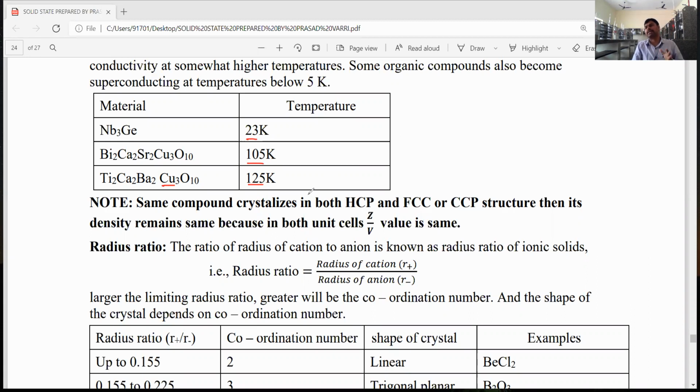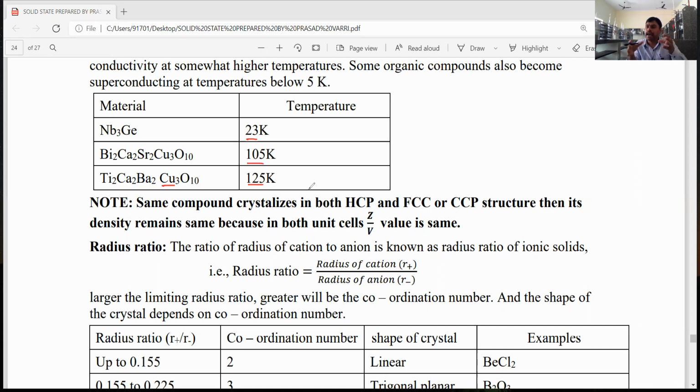This is about superconductivity. We just need an idea about that. What is superconductivity, dear students? At lower temperatures, the resistance of the substance is 0, and then it acts as a superconducting material. Generally, metals act as superconductors around 2 to 5 Kelvin, and some organic substances also behave as superconducting materials at 5 Kelvin.